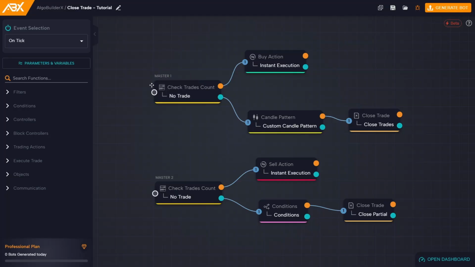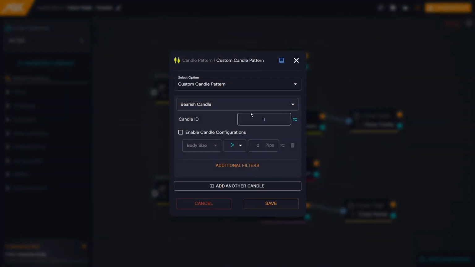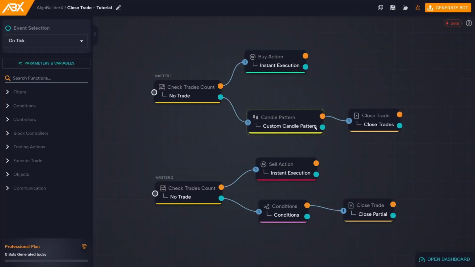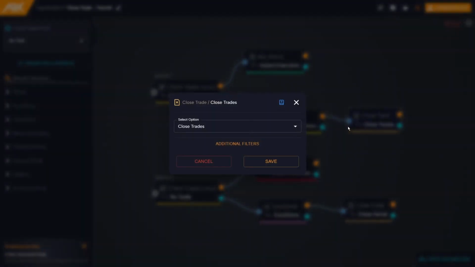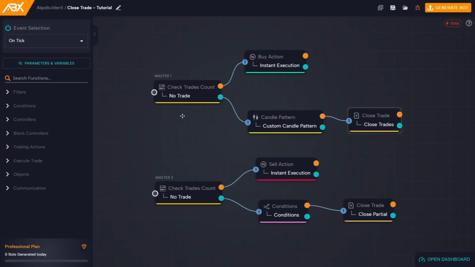Here are some practical examples we can do with the closed trade block. In the first case, suppose we have open buy positions. We use the candle pattern block to define a bearish candle, and when the block is activated, we connect the closed trade block, set to Close Trades, to close all positions. So, in this case, every time we have a bearish candle, we will close all open positions.